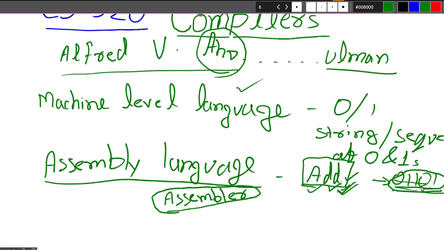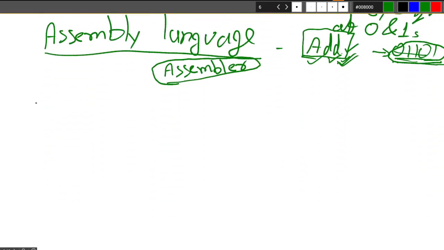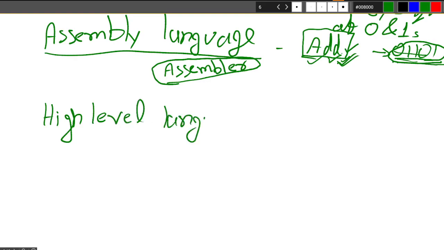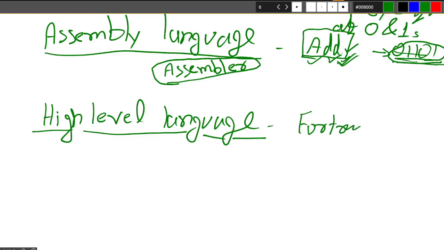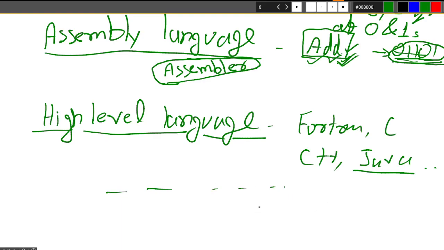Then comes what I want to call a high level language. High level language is a more user-friendly, English-like language. For example, Fortran, C, C++, Java and others. All these languages are considered high level languages. What happens with these languages? You write English-looking statements, and you use some software to convert them to machine level language.